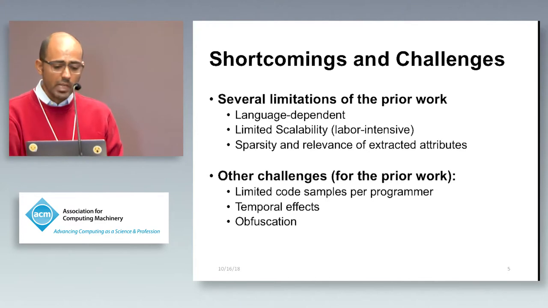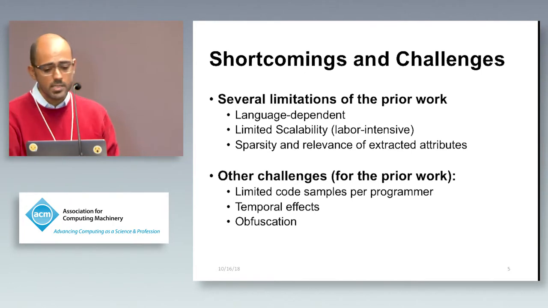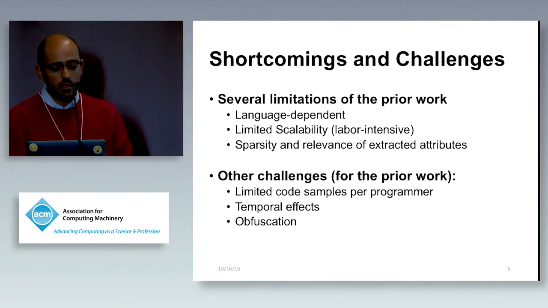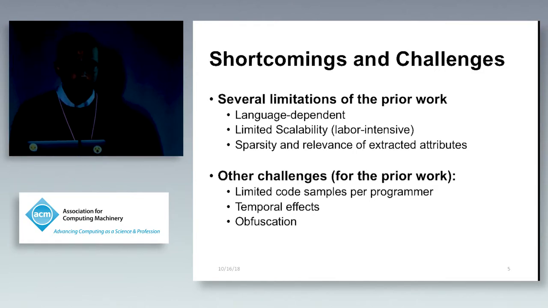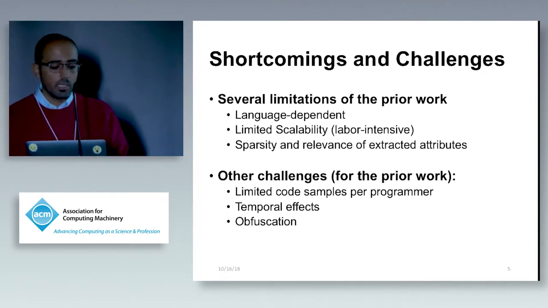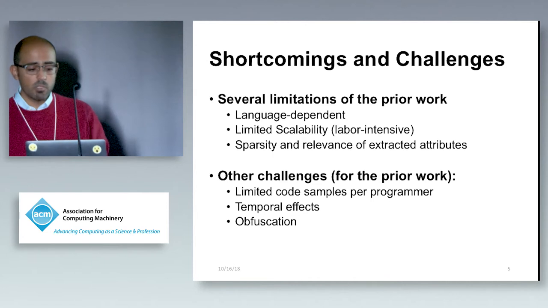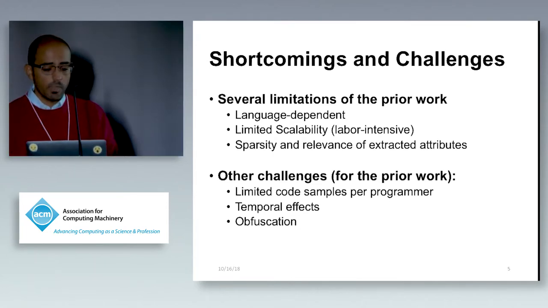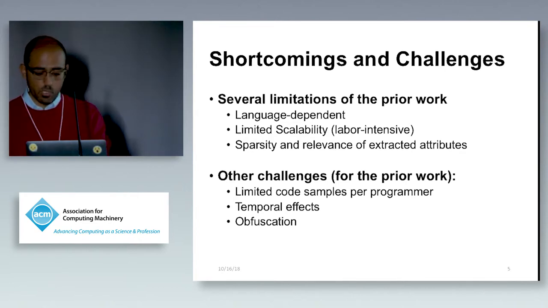Again, to recap the shortcomings of the prior work: they are language dependent, they are limited in scalability, and they are labor intensive for engineering features. The features themselves have been known to be sparse, and their relevance is quite limited in many cases. Other challenges that perhaps prevented large scale work in the past are that the prior work had limited access to code samples of programmers, did not understand the temporal effects of programming styles over time, and did not look into obfuscation, which we address in this work.